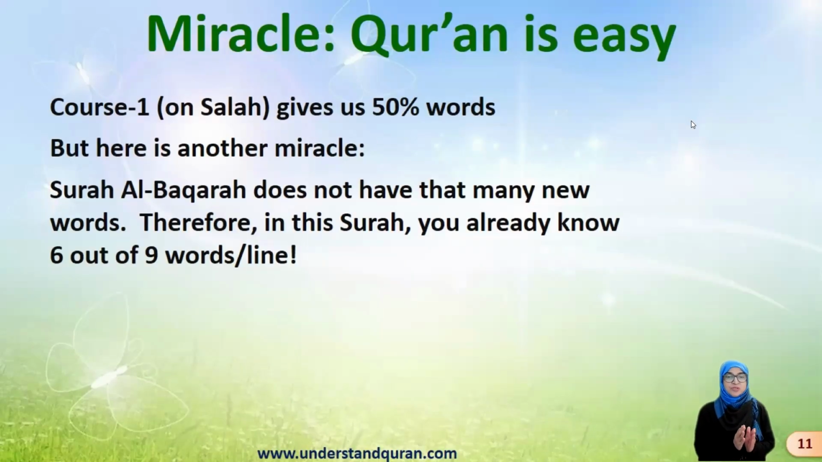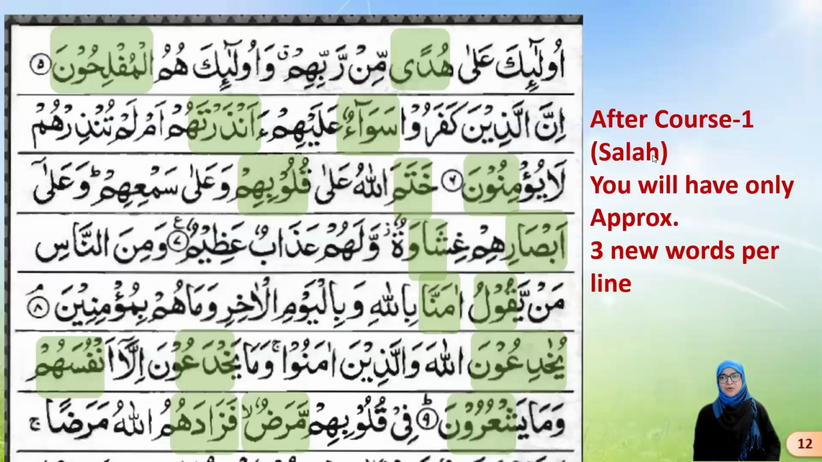So what's going to happen? You already know 50% of the words. That means 6 out of every 9 words in every line you already know right now. So after course 1, you have completed course 1, and this is your situation. Look at this Quran. The shaded part is the one you don't know. And look at this, you know everything else.